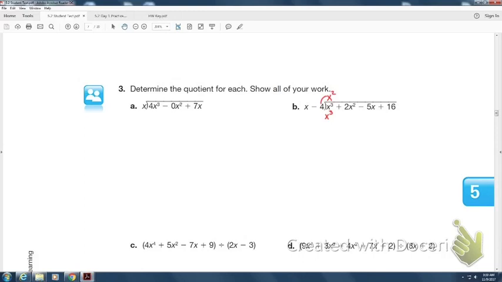X squared times negative 4. I've got to subtract, so I'm going to do the opposite of the operation. So the x cubed should cancel. And what is 2x squared plus 4x squared?